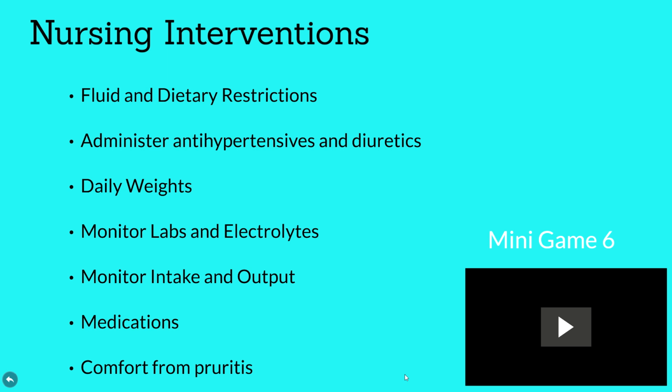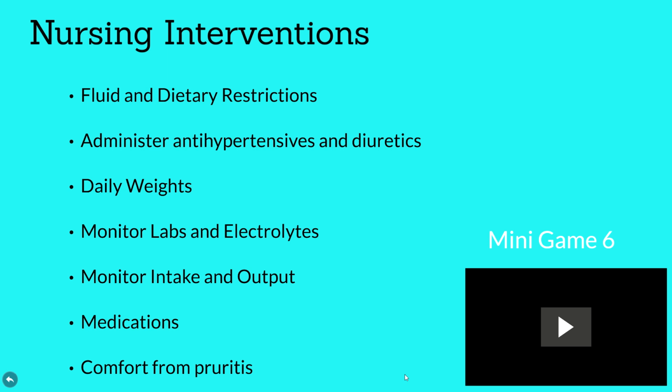Administering antihypertensives and diuretics. Our kidneys aren't able to regulate our blood pressure, so we give an antihypertensive to keep that in check, and diuretics to further pull some of that excess fluid off. Daily weights show if our diuretics and our dialysis have been effective. Monitoring labs and electrolytes, the ones that we talked about: BUN, creatinine, potassium, phosphorus, and glomerular filtration rate.